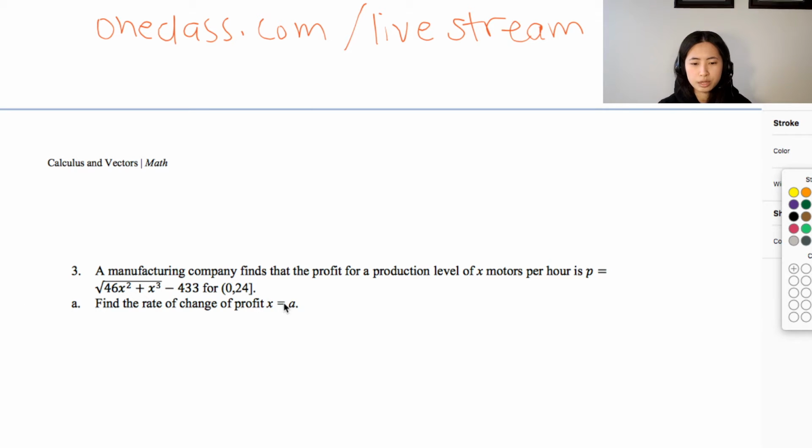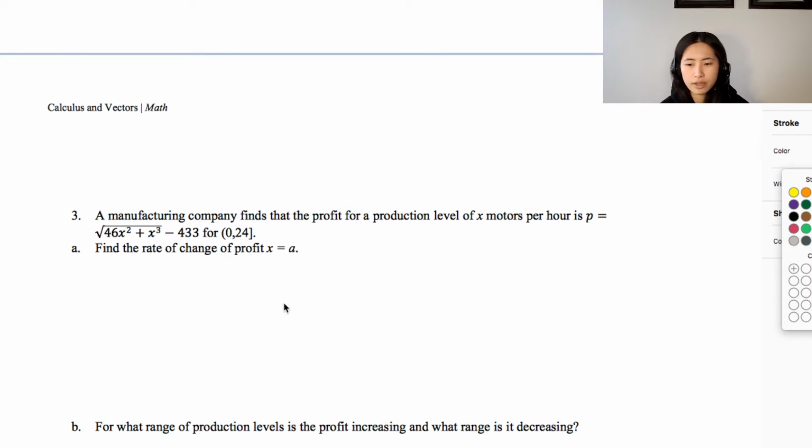A manufacturing company finds that the profit for a production level of x motors per hour is P equals the square root of 46x squared plus x cubed, minus 43, for 0 to 24. That's your interval. And you have to find the rate of change of profit when x is equal to a. The first thing to keep in mind is that whenever you're given a function, p of x, and you're looking for the rate of change, because this is calculus, we need to find the first derivative, because the first derivative gives you the rate of change. After you find it, you just plug in a.